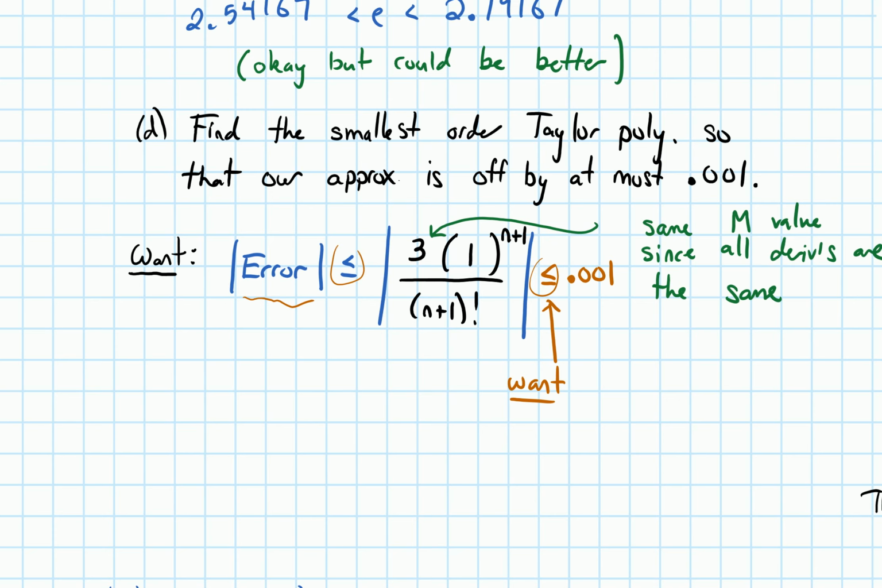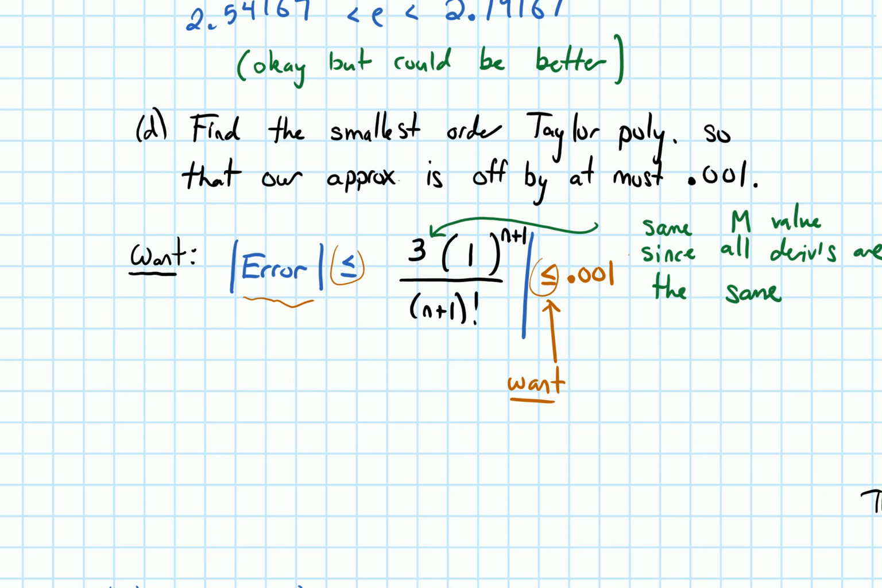This 0.001 needs to go on the right-hand side here, not the left. Because if the 0.001 was less than or equal to this fraction, then I don't necessarily know that 0.001 would be greater than the error, like I need it to be. I need 0.001 to be greater than the error. That's why I want to put it here on the right-hand side.